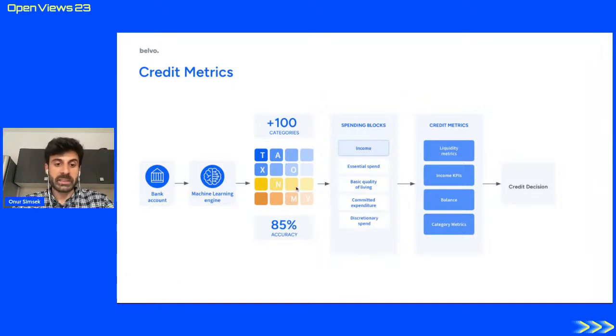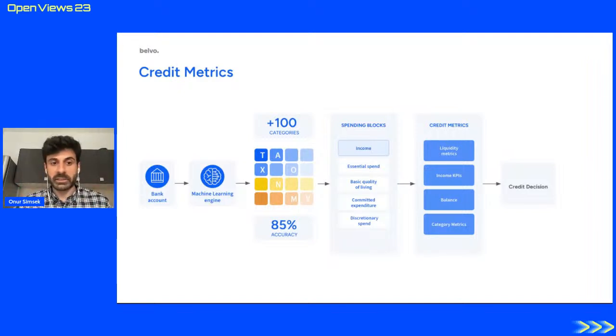And we have more than 100 categories to categorize transactions, and we have 85% accuracy. And we block the financial life of the user, create some blocks and make it easier to understand for our customers. Like we say, this is income, this is essential spending, this is committed expenditure, this is discretionary spend. So all these things are super meaningful.